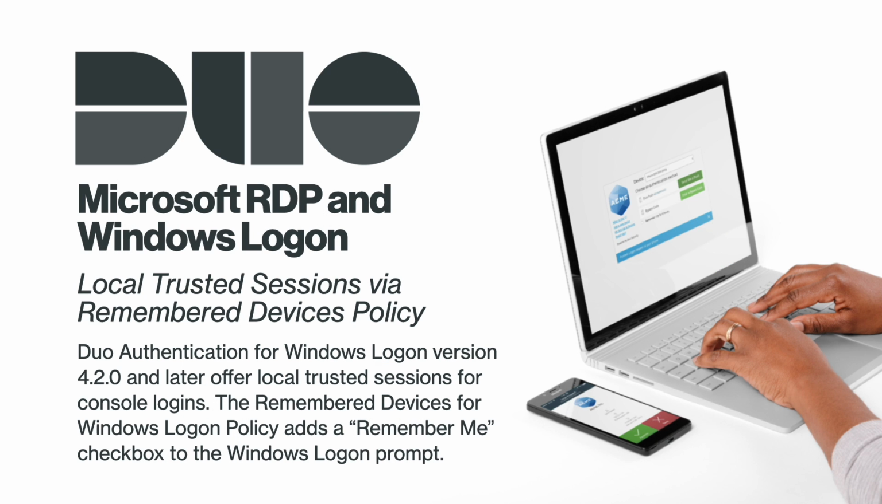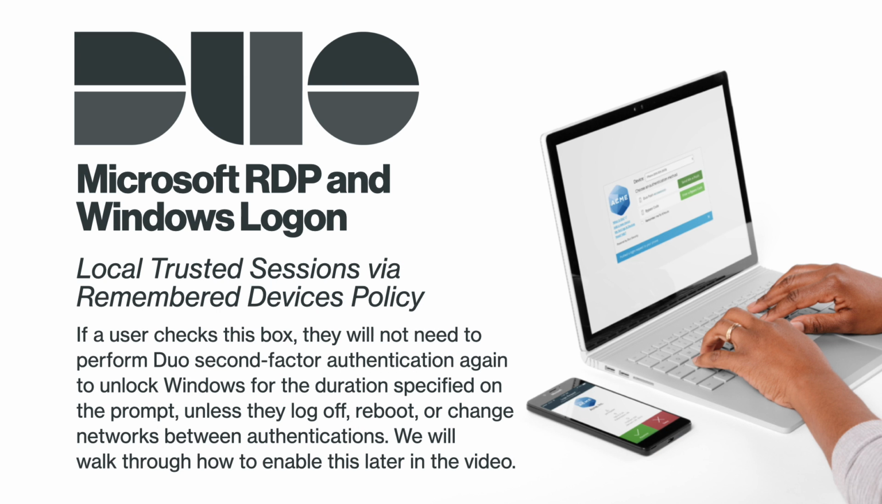Duo Authentication for Windows Logon version 4.2.0 and later offer trusted sessions for console logins. The Remember Devices for Windows Logon policy adds a Remember Me checkbox to the Windows Logon prompt. If users check this box, they will not need to perform Duo second factor authentication again to unlock Windows for the duration specified on the prompt, unless they log off, reboot, or change networks between authentications. We will walk through how to enable this later in the video.